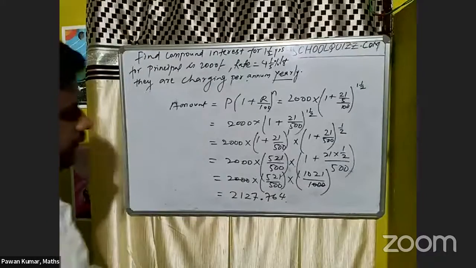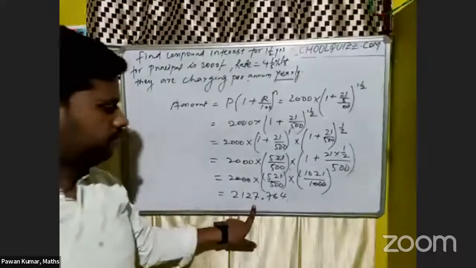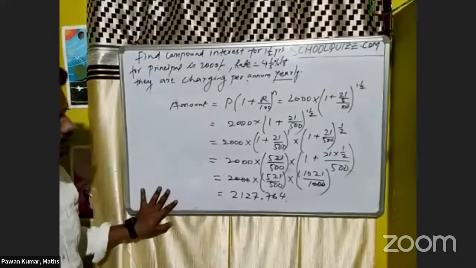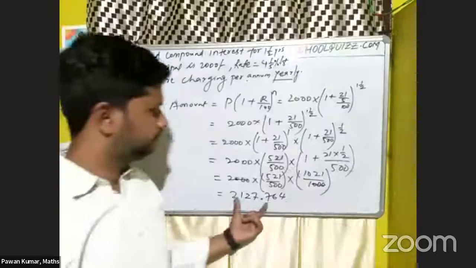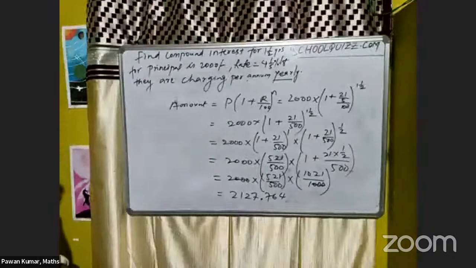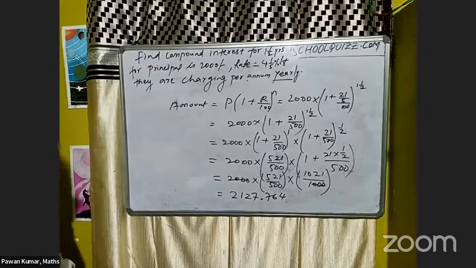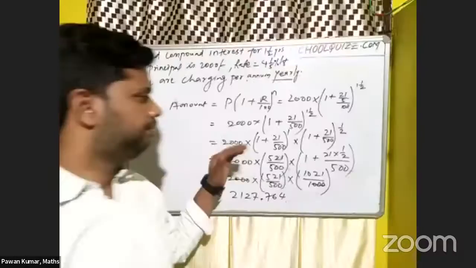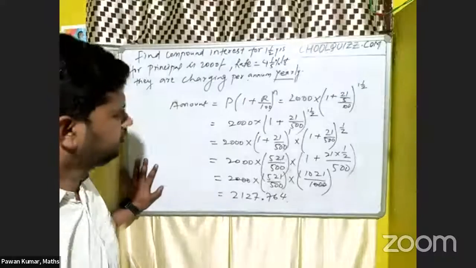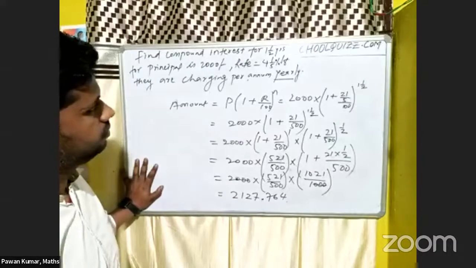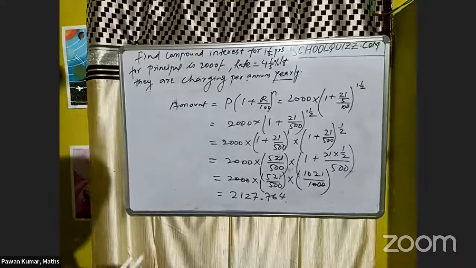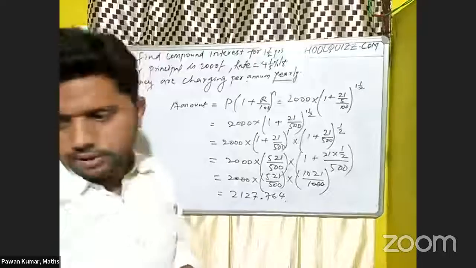So how much interest are they actually paying? 127.764 rupees, correct? CI. Okay. And how much were they paying before? 350 rupees. Correct. Now if they are compounded half yearly, understand this one?